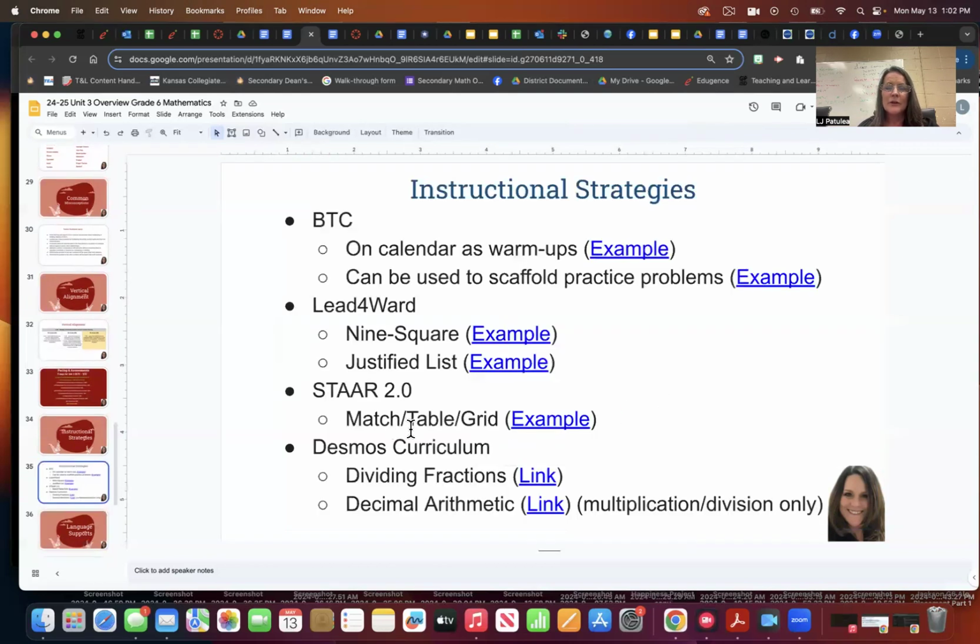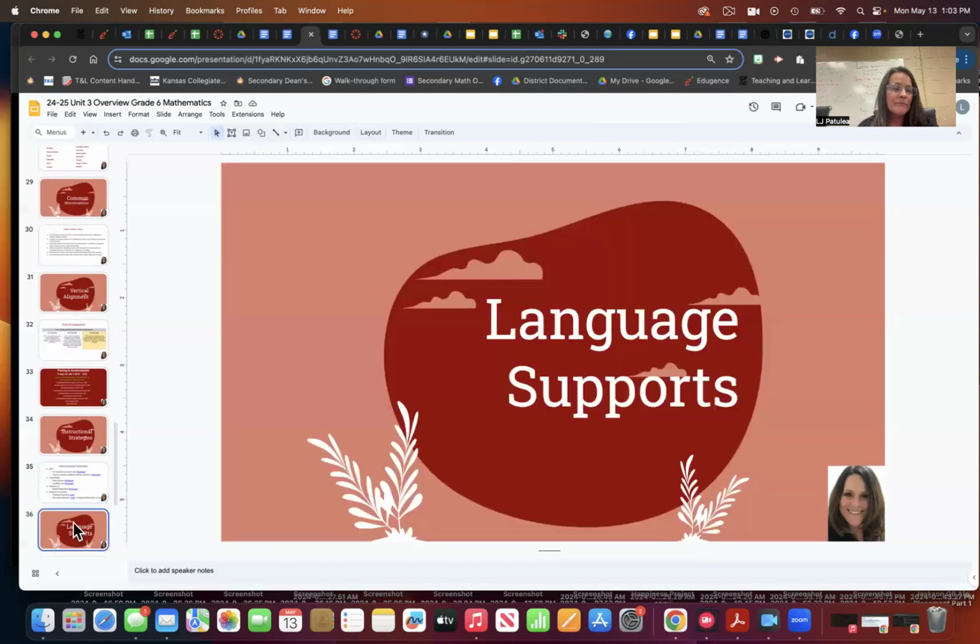There's a STAAR 2.0 match table grid. Remember, that was part of 6.3b. It was tested as a match table grid in 2023. And then we have some Desmos curriculum here as well. And I've given you some links that come from your pacing calendar.